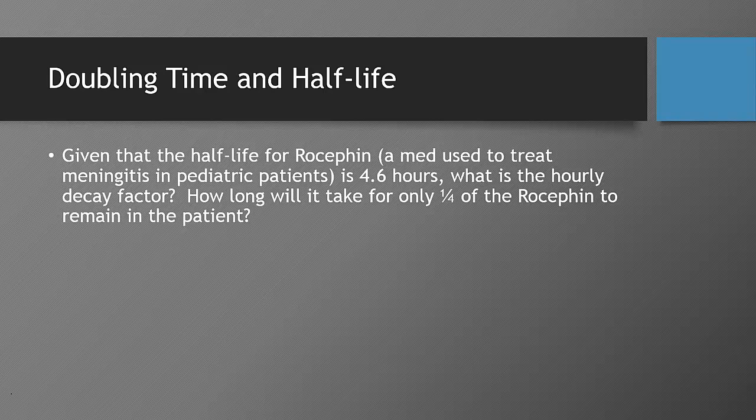We're going to take a look at doubling time and half-life with exponential models. We're first looking at the half-life. So we're given that the half-life for Rocephin is 4.6 hours. We're asked to find the hourly decay factor.